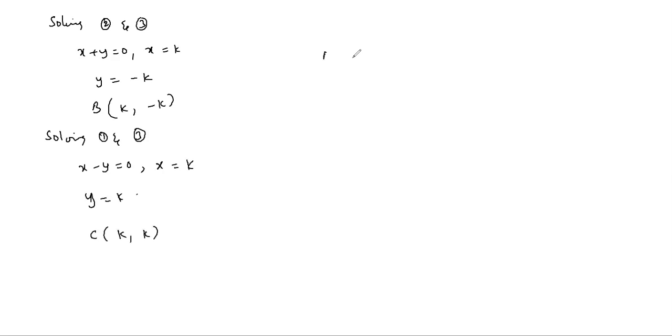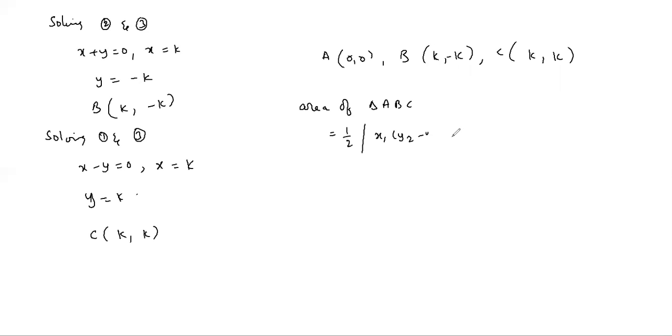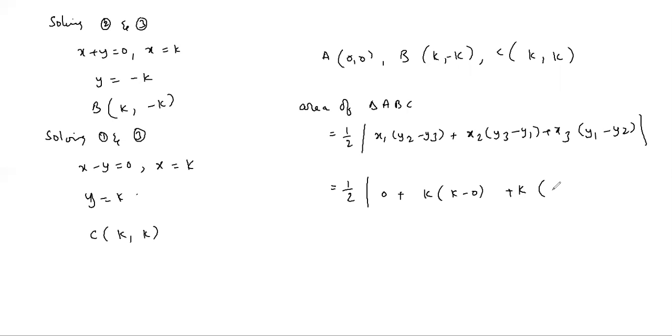So A is the origin, the second point is (k, minus k), and the third point is (k, k). So what is the area of the triangle? Half modulus of x1 into (y2 minus y3) plus x2 into (y3 minus y1) plus x3 into (y1 minus y2). So half modulus, x1 is 0, x2 is k into (0 minus k) plus k into (0 plus k). So k square plus k square, 2k square by 2. So the answer is k square.